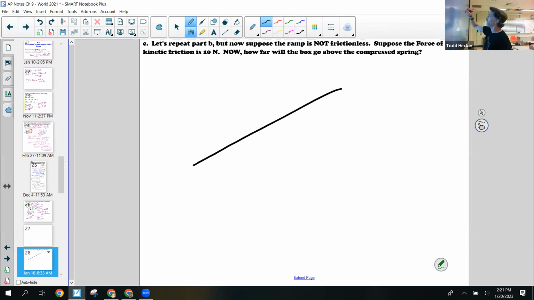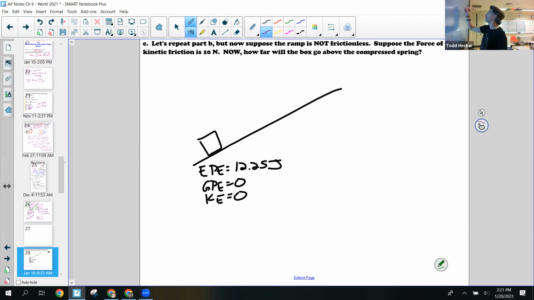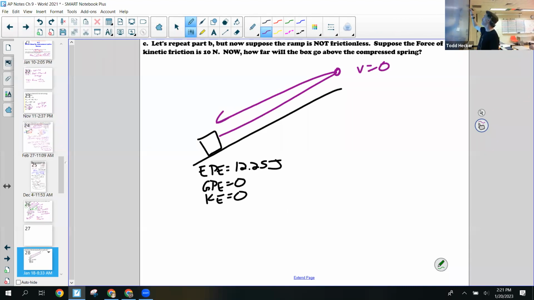So we've got this point down here where our elastic potential energy is 12.25 joules. GPE is 0, KE is 0. We're going to let it go. There's going to be a point up here where the velocity is 0, kinetic energy is 0, EPE is 0, but we're going to have some GPE.